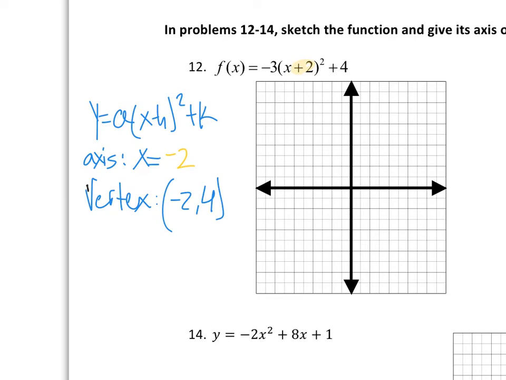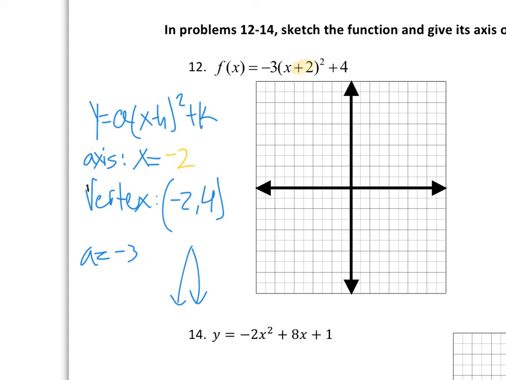And the a value is negative 3. So it's going to open down, and it's going to be pretty steep. Okay? So there we go. That's what we know about it. So let's go find it. Let's get some numbers on our axes here.